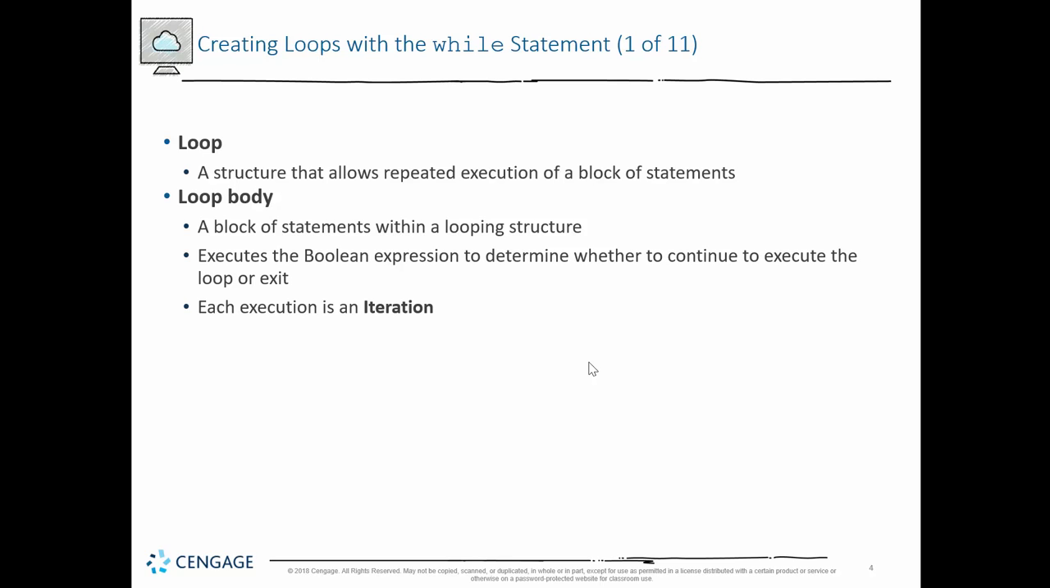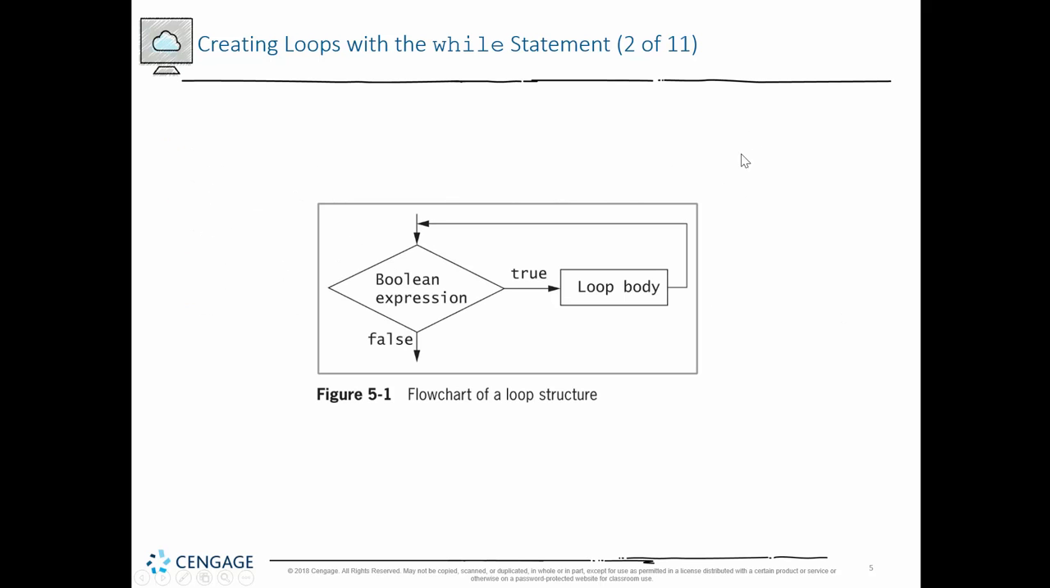So with a loop, as it says there, it allows you to repeatedly execute one or more lines of code. That one or more lines of code that you repeat should be within curly braces, and that's what's called a block of statements. Now, loops use a Boolean condition to determine whether or not they should continue or whether or not they're finished. All right? Each loop execution is known as an iteration.